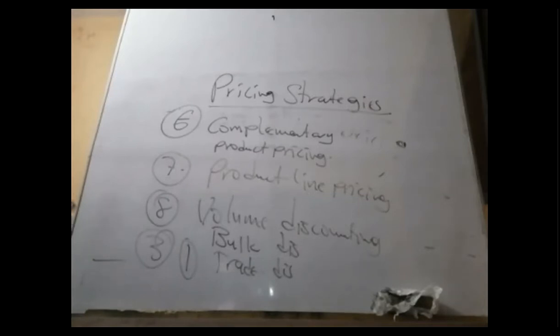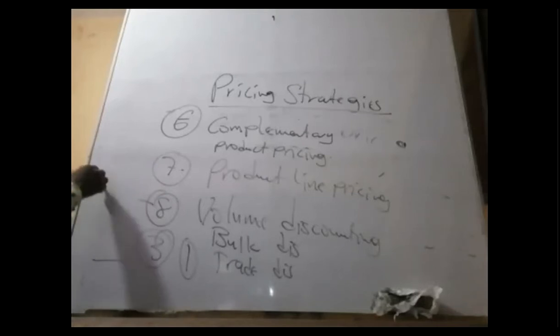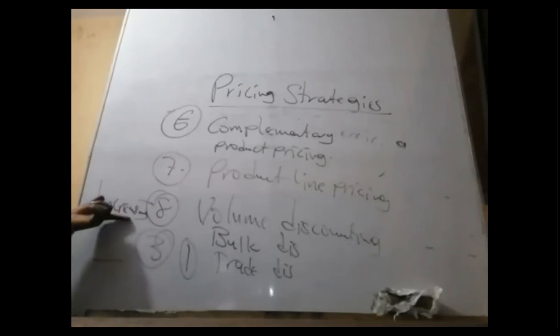Actually, like, buy 4, get 1, buy 5, get 2, buy 10, get 3, in that order. It's also a pricing strategy. Here you are giving a bulk discount. This one is aimed at increasing sales. If you want to increase your sales, you can use the volume discount. People come and buy plenty.